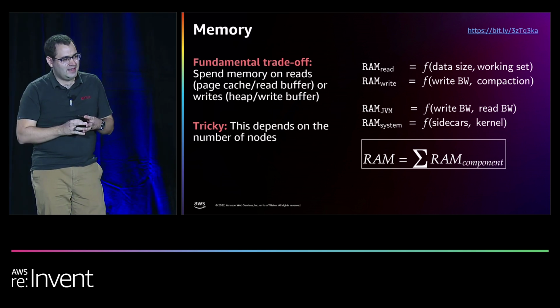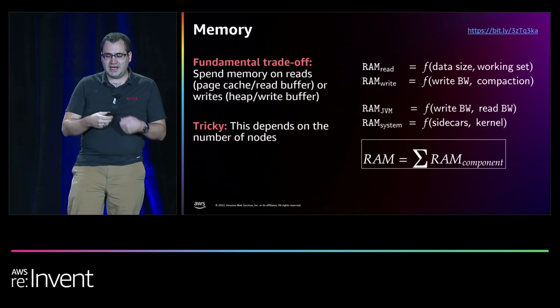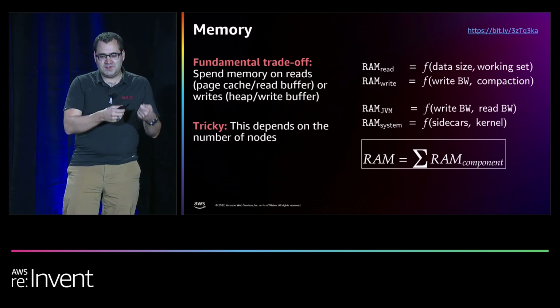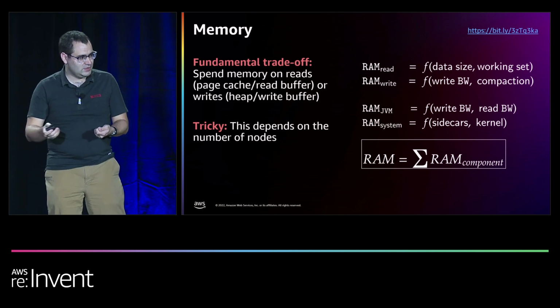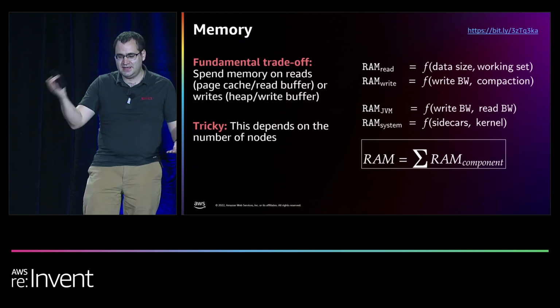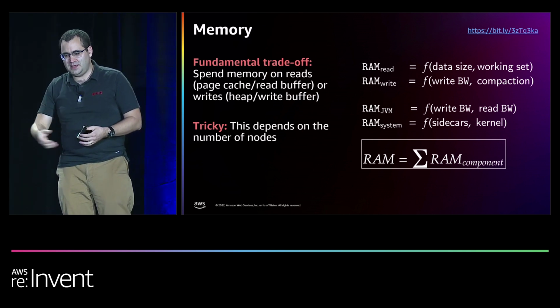And the reason that memory is hard is because there's a fundamental trade-off between where you spend your memory. You can either spend it to make reads faster via caching, or you can spend it to make writes faster via buffering. Almost every stateful service uses some form of this. In MySQL, you've got the buffer cache, and in Postgres, you've got the page cache. In Cassandra, you've got your on-heap memtable.